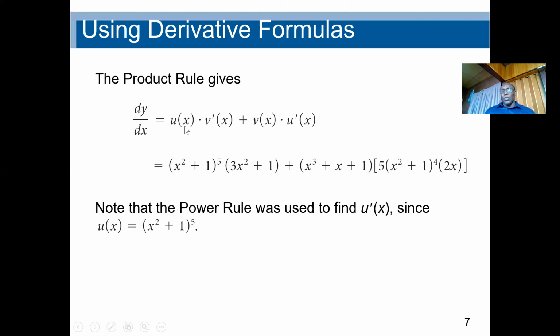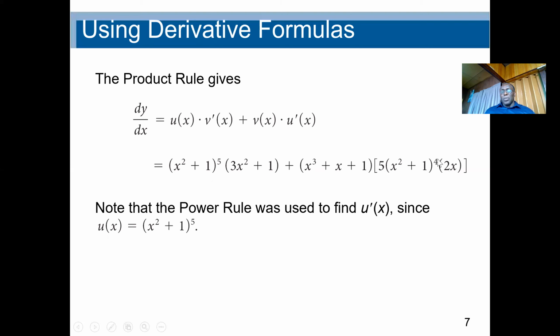So I know u at x is given to us. Derivative of v will give me 3s squared plus 1. Then v at s is s cubed plus s plus 1. But remember, u is a power, (s squared plus 1) to the power fifth. So this is why I say we use the power rule. So we can see we get 5(s squared plus 1) to the power 4. Then we find the chain rule of s squared plus 1, which will be multiplied by 2x.